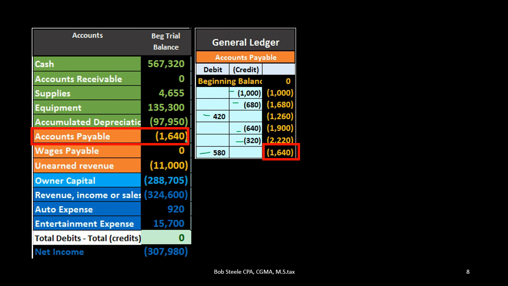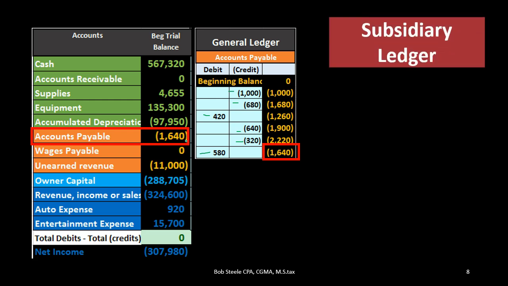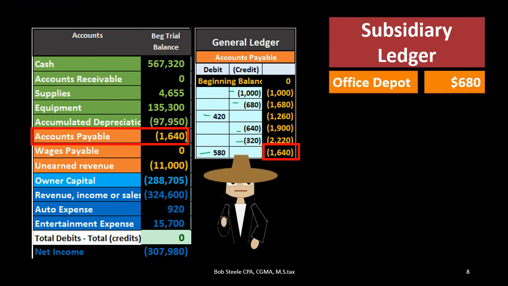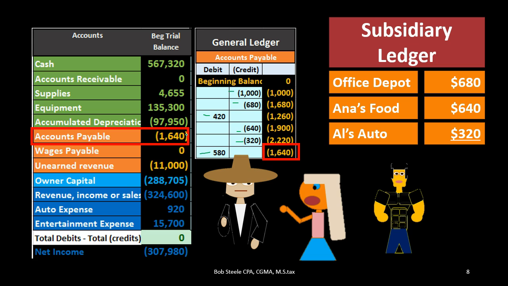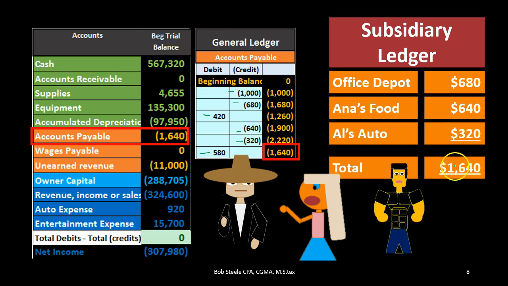To know that, we're going to need the subsidiary ledger, which would say something like Office Depot, we owe $680, to Anna's Food, we owe $640, and Al's Auto, we owe $320. That's what makes up the $1,640. That's who we actually have to contact and pay in some format to make the accounts payable go down.